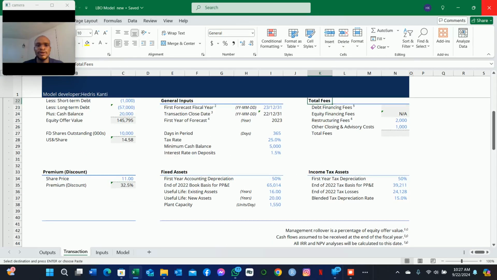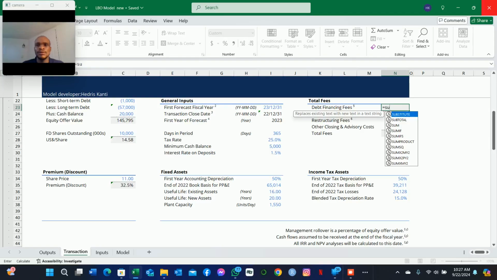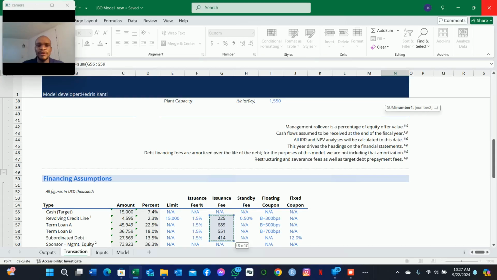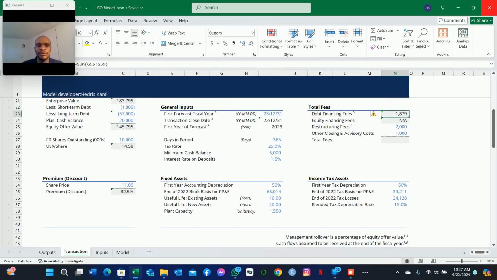Now we want to reference the debt financing fees. So it's going to be equal to the sum of all of these fees here. We sum all of the fees that were issued as a result of this transaction. So we have it set up there.